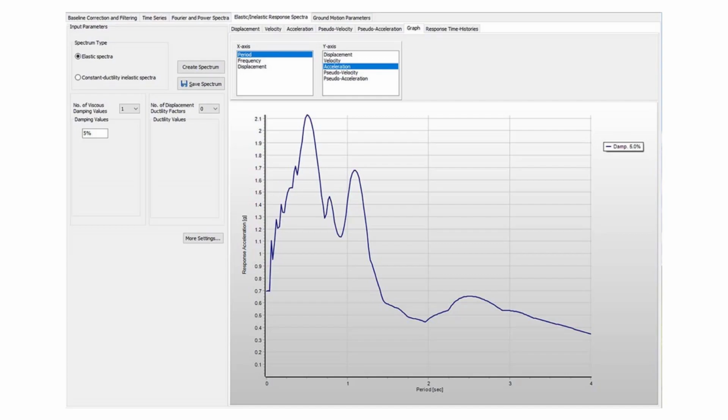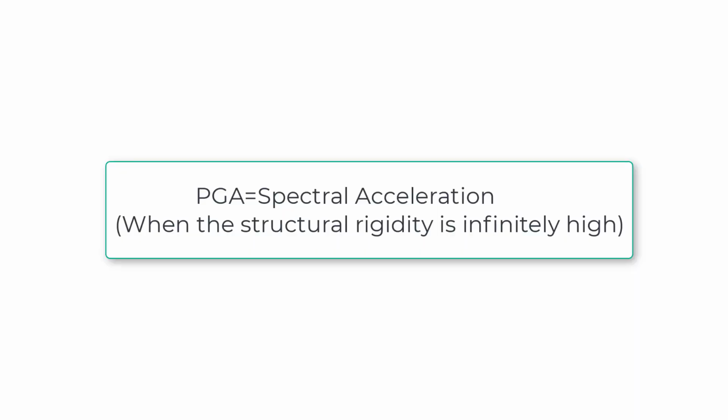So in general, the PGA is not the same as the spectral acceleration, and the reason is that the building is not infinitely rigid. Actually, real life buildings are flexible in nature. So you might have the question: when would the PGA be the same as the spectral acceleration? What could be that situation, right? This situation arises when the structural rigidity is infinitely or extremely high. Theoretically, it is infinitely high.